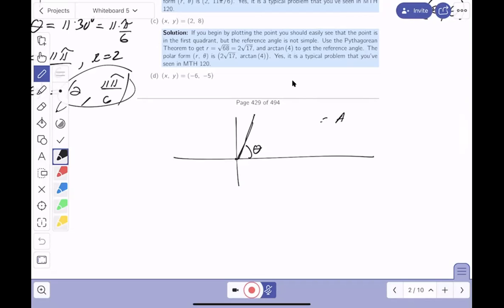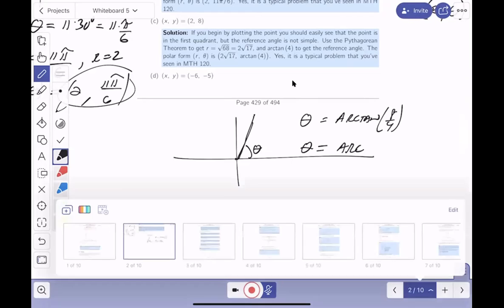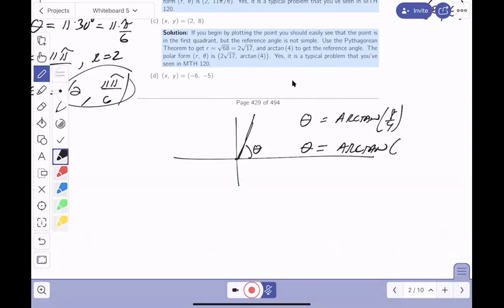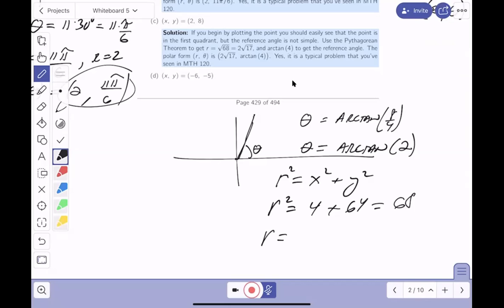So theta is arctangent of, what's that going to be? Well, it's going to be 8 over 2, which would be 4. Let me write that down for you. You're not expected to do that on a calculator. So the next thing is the r. What's the r going to be? x squared plus y squared. So r squared is equal to 4 plus 64, which is 68. And the r would be equal to the root of 68.